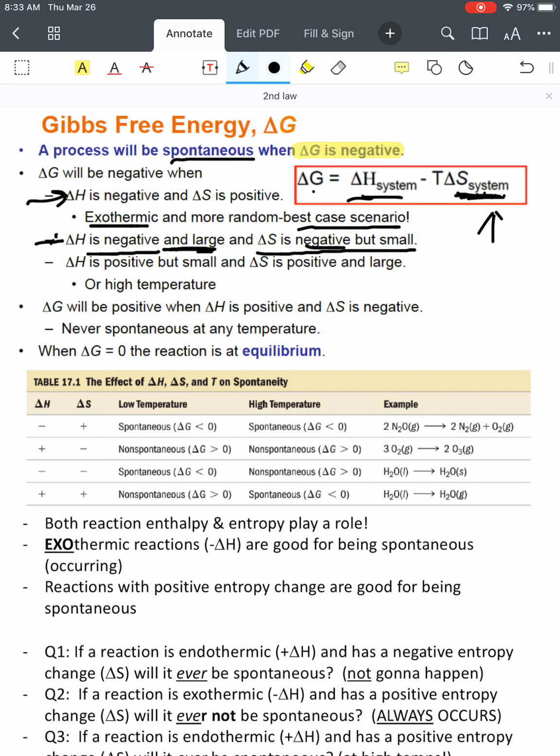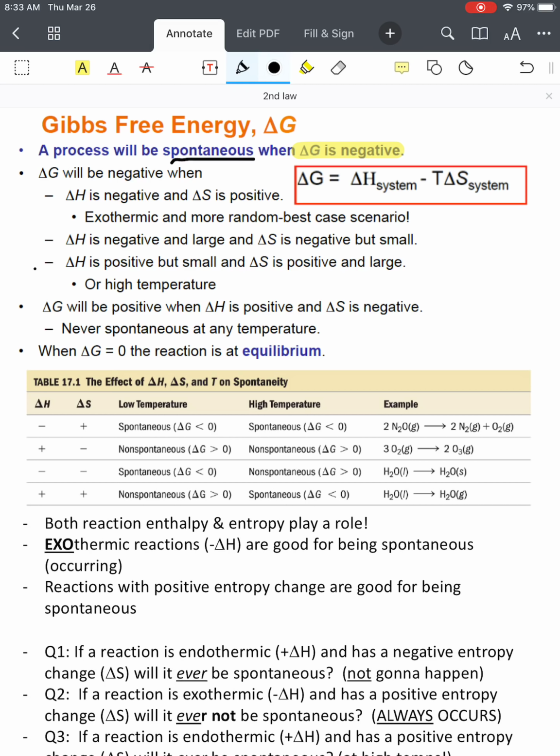But you can see that in the second case now, these two variables are competing with one another. One's good for spontaneity, but the entropy change is bad for spontaneity. There's other options. And what we're doing here basically, if we're having trouble following along, is we're just changing the signs of these variables, delta H and delta S, and we're seeing how that affects things, right?